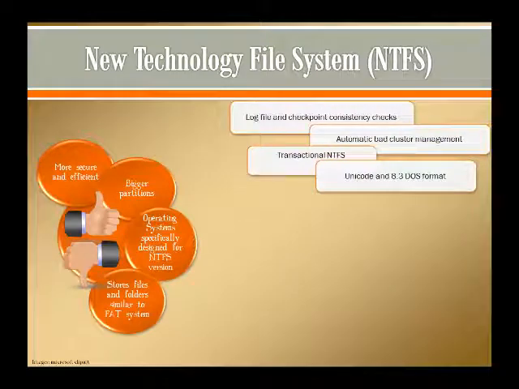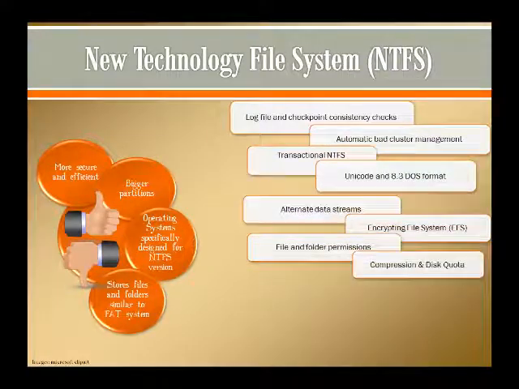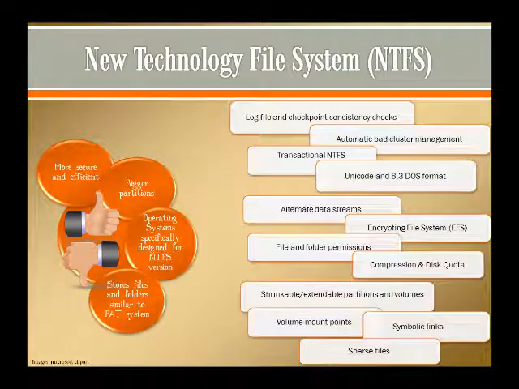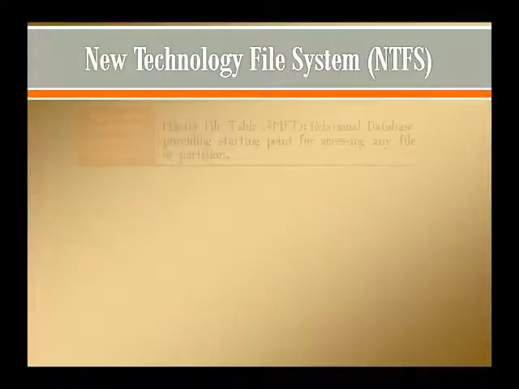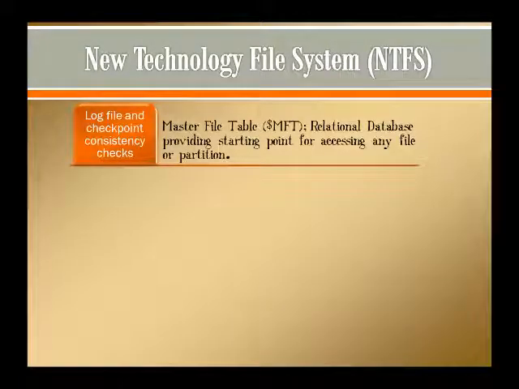First slide, we're going to talk about log file and checkpoint consistency checks, automatic bad cluster management, transactional NTFS, Unicode, and 8.3 DOS format. The slide after that, we're going to discuss alternate data streams, encrypting file system, file and folder permissions, and compression and disk quota. For the last one, we're going to talk about shrinkable and extendable partitions and volumes, volume mount points, symbolic links, and sparse files. First up is the log file and checkpoint consistency check.